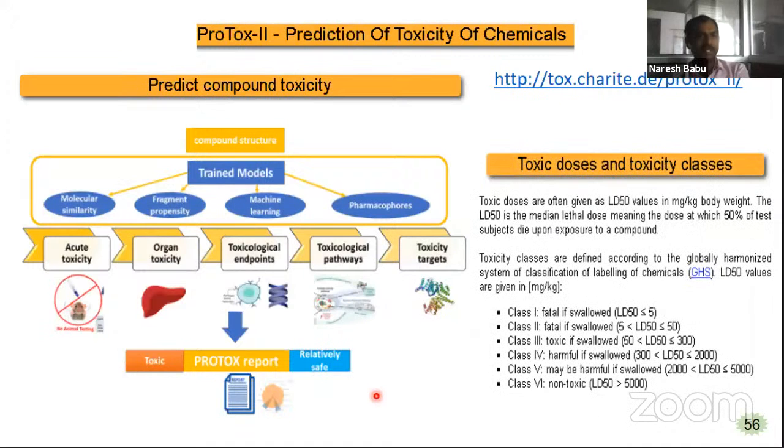It represents different classes in the toxicity prediction, class 1 to class 6. Class 1 is fatal if swallowed, with LD50 less than or equal to 5. Class 2 is fatal if swallowed, with LD50 of 5 to 50. Class 3 is toxic if swallowed, 50 to 300. Class 4 is harmful if swallowed, 300 to 2000. Class 5 may be harmful if swallowed, LD50 2000 to 5000. Greater than 5000 is non-toxic, the class 6 category.